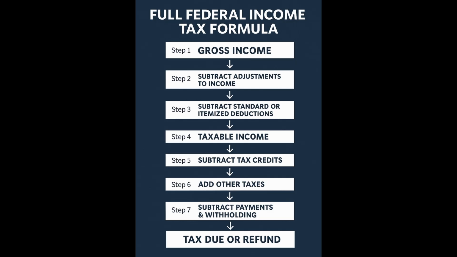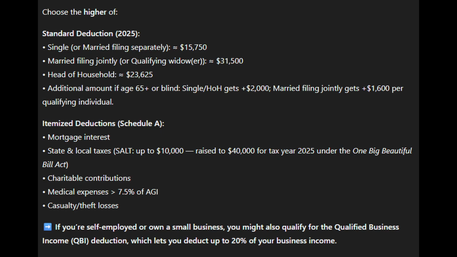Step 3. Subtract standard or itemized deductions, Schedule A. Choose the higher of the standard deduction or the itemized deduction. Here's a quick overview of the standard deduction and itemized deduction for 2025. If you're self-employed or own a small business, you might also qualify for the Qualified Business Income Deduction, QBI, which lets you deduct up to 20% of your business income. The result of this is your taxable income.